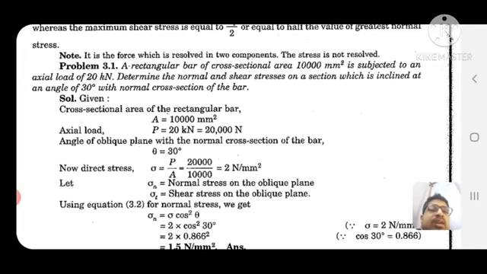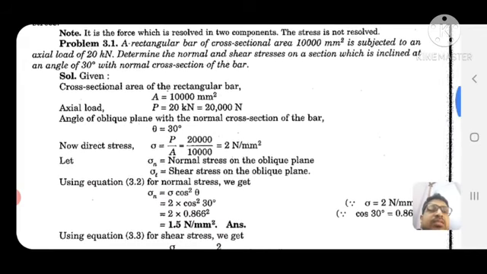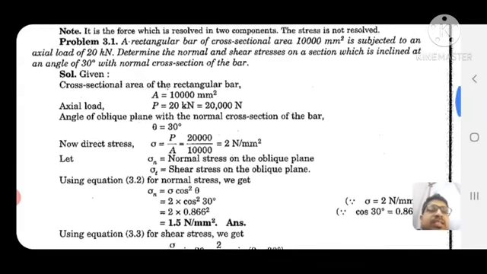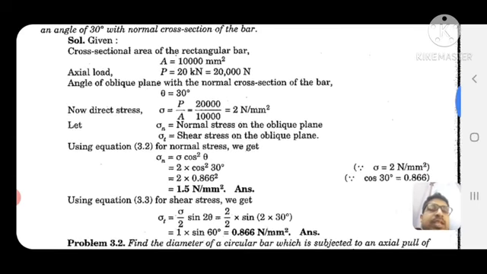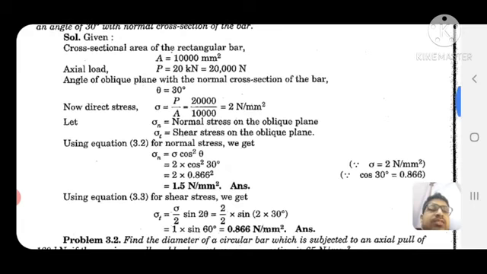A rectangular bar of cross-sectional area 10,000 mm square is subjected to an axial load of 20 kN. Determine the normal and shear stresses on a section which is inclined at an angle of 30 degree with the normal cross-section of the bar. Cross-sectional area of the rectangular bar A is equal to 10,000 mm square. P is equal to 20 kN. Angle of oblique plane with the normal cross section of the bar theta is equal to 30 degree.